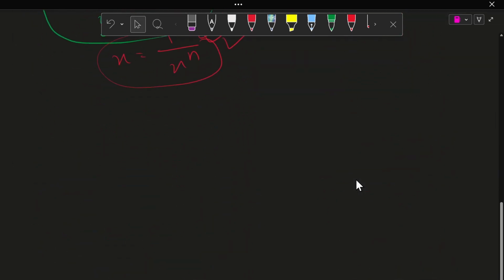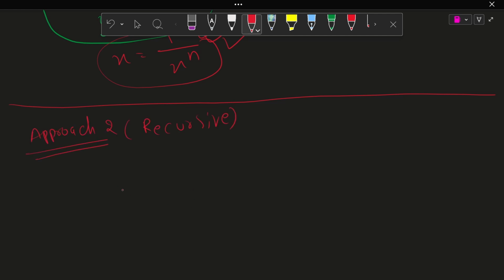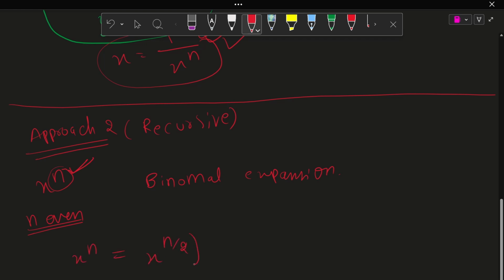So the next approach, approach 2, is very important. In this, let's say we want x power n. Based on whether n is even or odd, we are going to do something. We can say this topic is on binomial expansions. If n is even, then x power n we can write as x power n by 2, whole squared. Is this making some sense? Because the two will cancel out, and we are left with x power n. You might be wondering why we represent x power n in this fashion. I will explain so that you can understand very clearly.